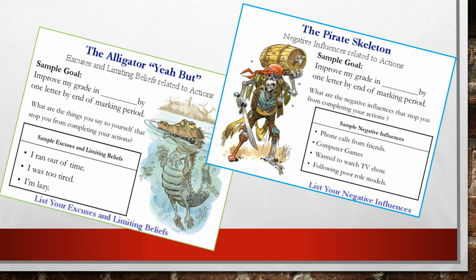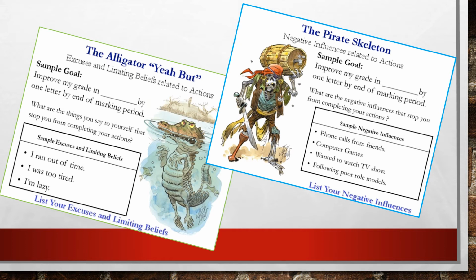Now let's not forget again the alligators, which are your excuses or limiting beliefs, and the pirate skeletons. They are always there. We must identify them if we're going to overcome them. Once again, sample excuses or limiting beliefs with the same goal are: I ran out of time, I was too tired, I'm lazy. Now, taking action will prevent all these things. Preparing is taking action. So action is going to limit these.